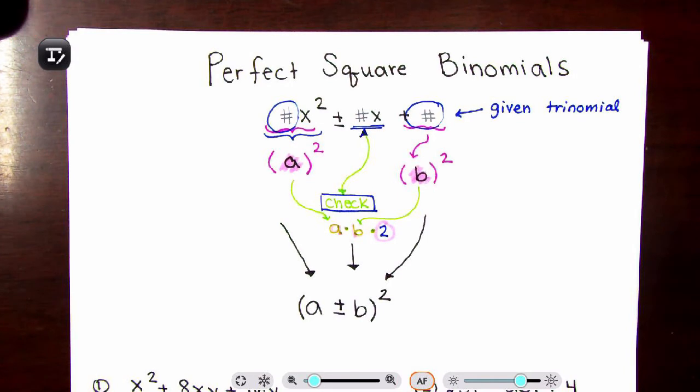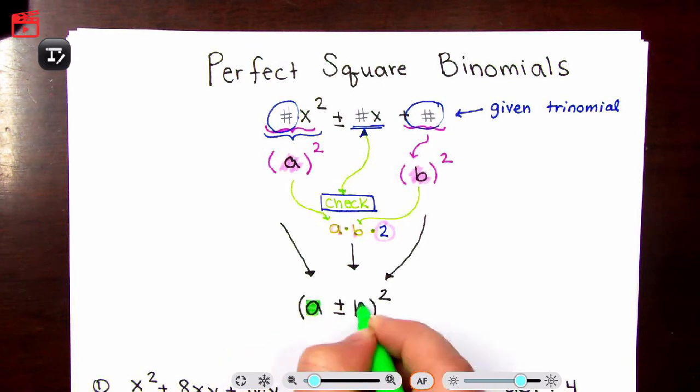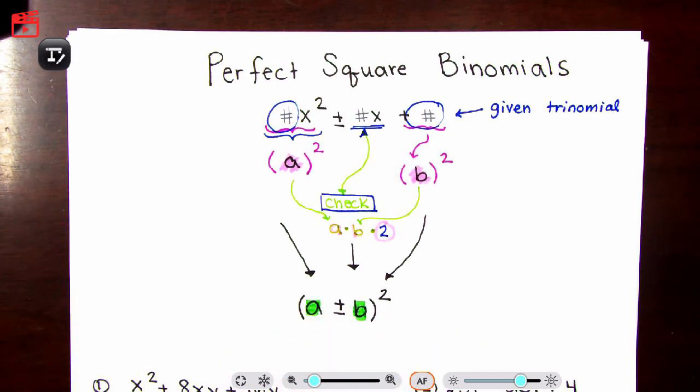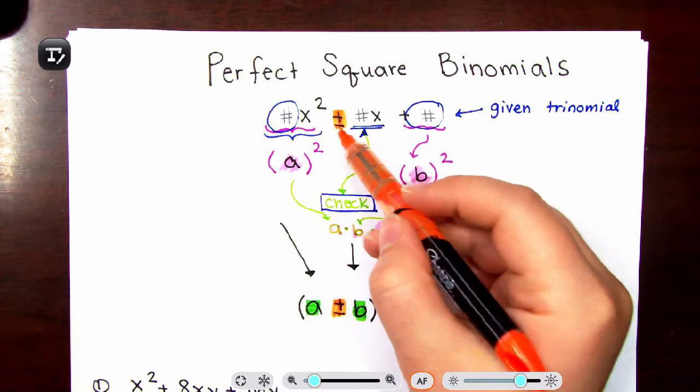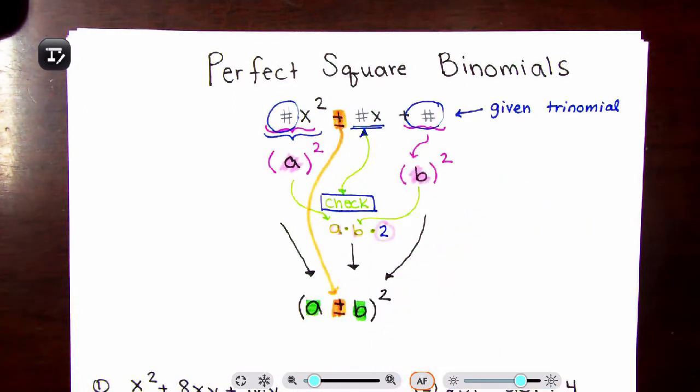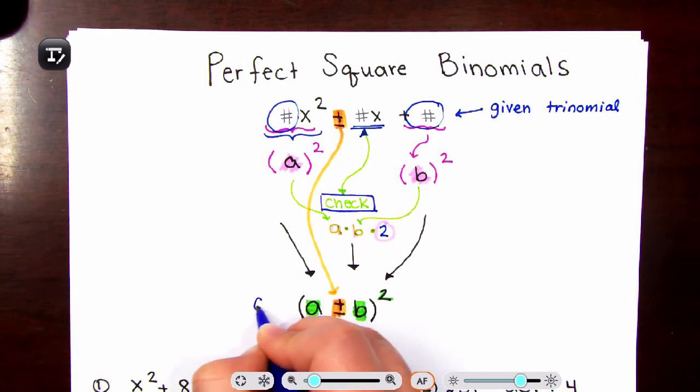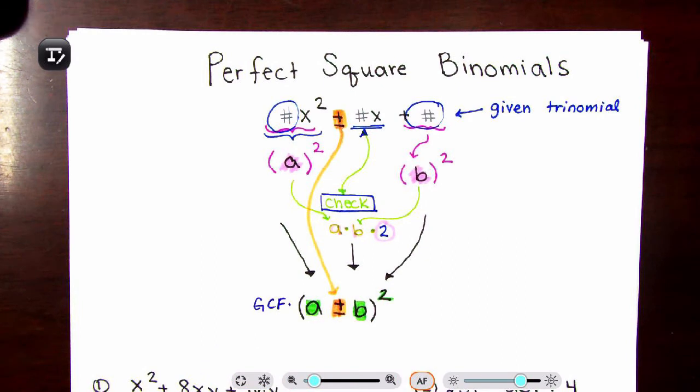And so your answer is going to be a binomial, 2 terms. So A and B. The plus minus depends on this middle term. I'm going to highlight it here in a different color. This plus minus comes from here. So if this is a plus, then we put a plus here in our binomial. If it is a minus, then we put a minus in our binomial. And then you finish off the question with a squared, and it will always be squared if we have a binomial. Now, there could potentially be a GCF. If you have a GCF, you just put it out in front.